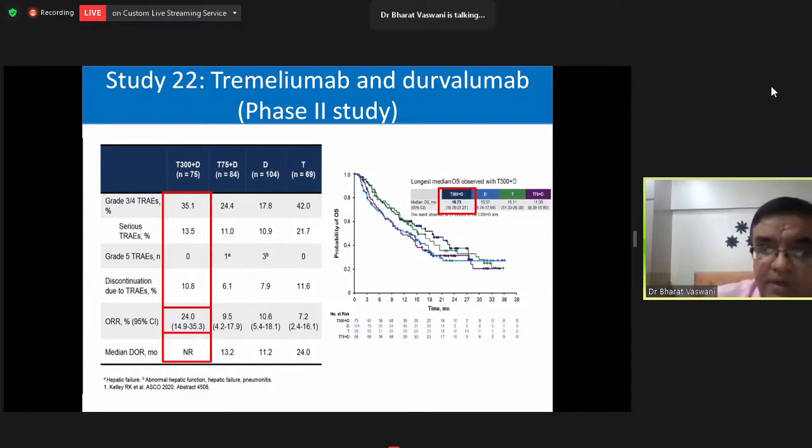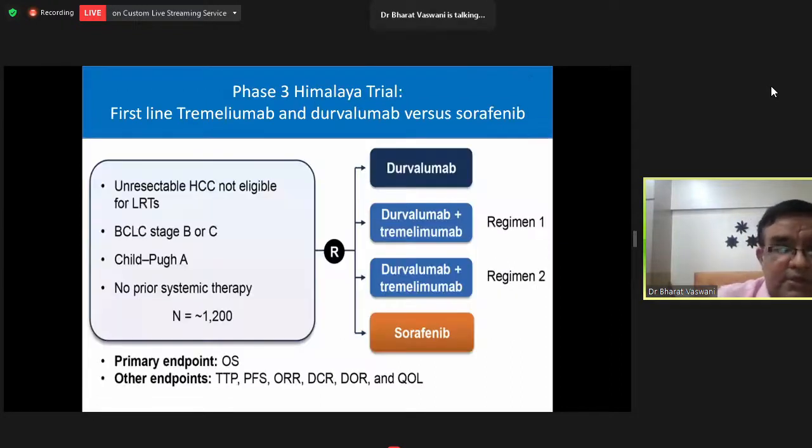But most important is the OS. The OS is 18.73 months, as you see here, 18.73 months. So again, a combination which has given you a survival of more than 1.5 years. From 1 year to 15 months to 16 months for the single agent, for the combination it is now more than 1.5 years. So we will be seeing this now, because the HIMALAYA study, which will be published sometime later in the year, a very big study of 1,200 patients, will really tell you whether this will compete with the blockbuster Atezo-Bev or not.